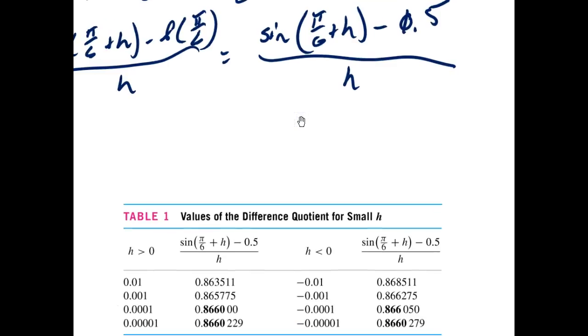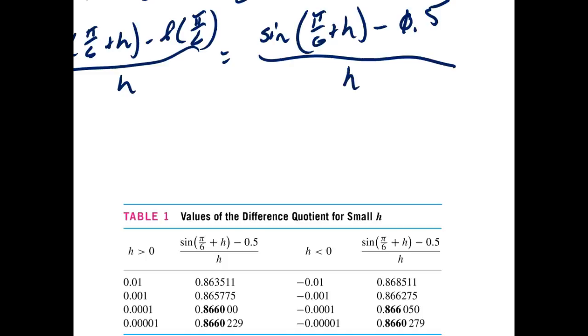Be a little easier to read then. Okay? Now plug in 0.001. Sine of, open parentheses, pi over 6 plus 0.001, minus 0.5. Then hit an equal sign. I forgot to say that before. Did anyone get a bad answer before?